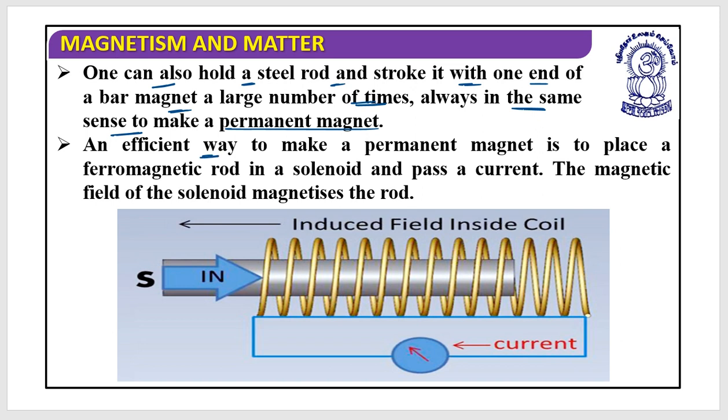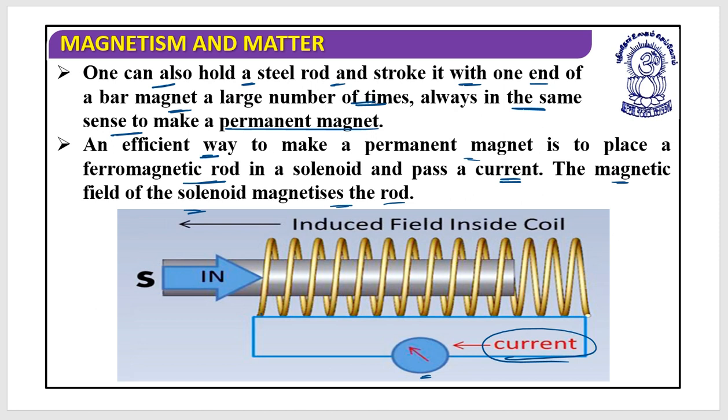An efficient way to make a permanent magnet is to place a ferromagnetic rod, as you can see in the diagram, in a solenoid and pass a current. So the magnetic field of the solenoid magnetizes the rod. This is the situation when the solenoid is connected with the circuit and a certain current is flowing.